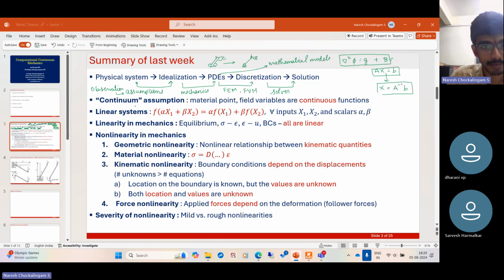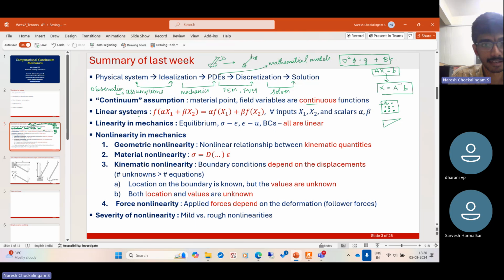We also looked at the continuum assumption, where we said real materials are made up of atoms, and every atom faces forces from all other surrounding atoms. However, when you consider a material point in a continuum, you make the assumption that at a scale much higher than the scale of the atoms, you can treat all the fields, such as the displacement field, temperature field, stress field, and strain field, as continuous functions. In reality, you can only define them where a particle is present, but you can extend the definition to continuous functions at a scale much higher than the scale of atoms.